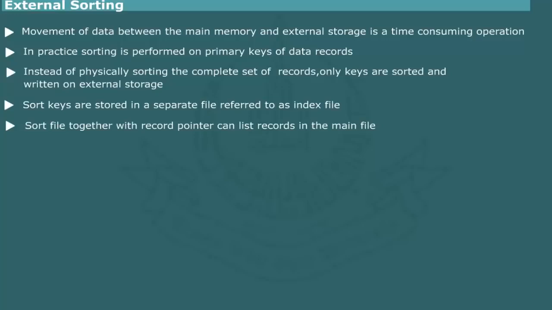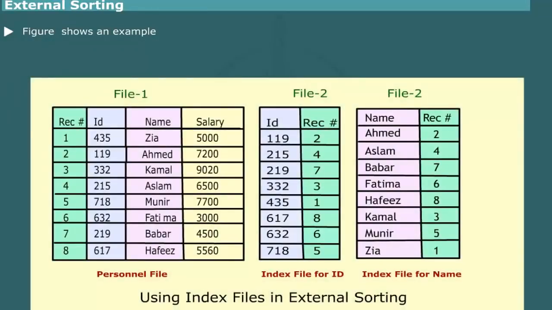In general, it is possible to create indexes on several fields. The figure shows an example of index files used with the personal file. File 1 is the main file. File 2 is the index file for ID. It is sorted by ID number and contains pointers to the records in file 1. File 3, sorted on name, is the second index file. It also holds pointers to the personal file.